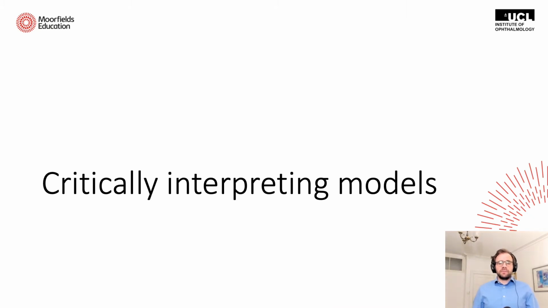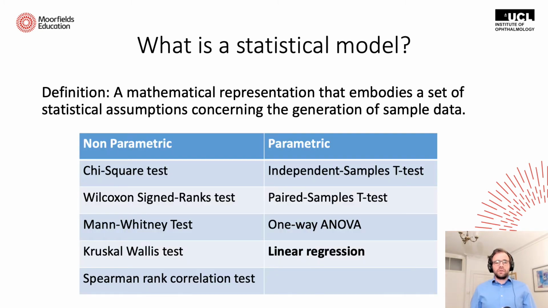Okay, so now we're going to talk about critically interpreting statistical models. So what is a statistical model? A statistical model is a mathematical representation that explains data. You will have heard of parametric and non-parametric models in the previous lectures. Here are examples of each in this table.